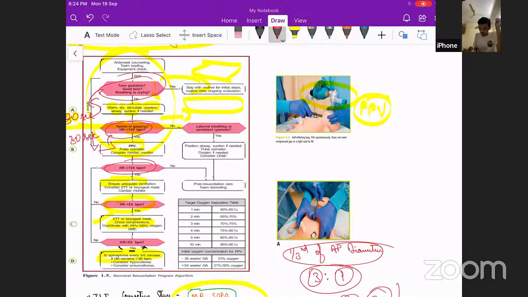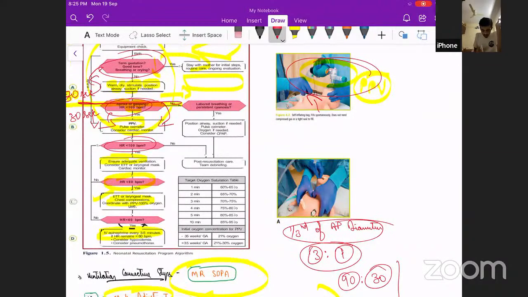then we'll have to go ahead and give positive pressure ventilation. How do we give it? Along with an appropriate sized bag and mask. With this, we give positive pressure ventilation and look for whether there is adequate chest raise or not, fine. And this whole thing will take about 1 minute. Initially, up till this is 30 seconds, and then 30 seconds of adequate bag and mask ventilation. Even with this, if heart rate is less than 100 beats per minute, then we'll have to think of whether the positive pressure ventilation we are giving is adequate or not.